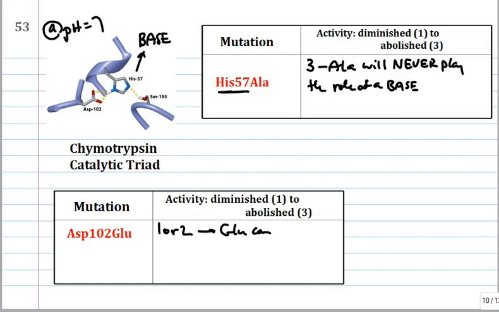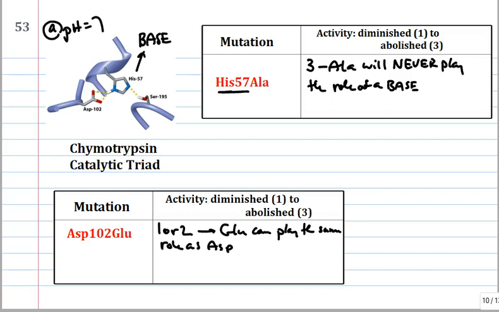So Glu can play the same role as aspartic acid in position 102, and that is basically hydrogen bonding with histidine, stabilizing the transition state. Glutamic acid can do the exact same thing. They're both acidic amino acids with fairly similar side chain pKa's.